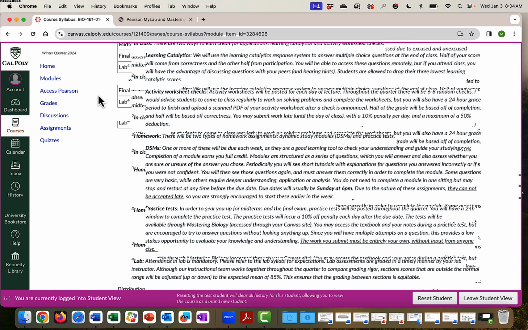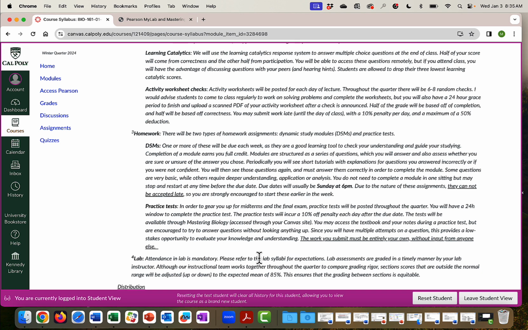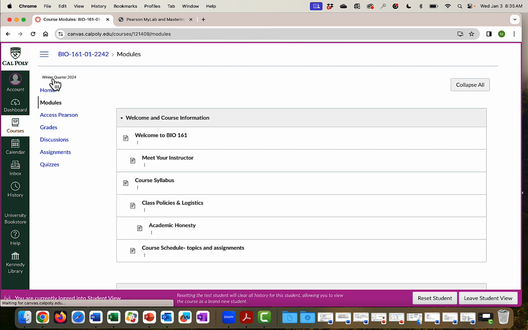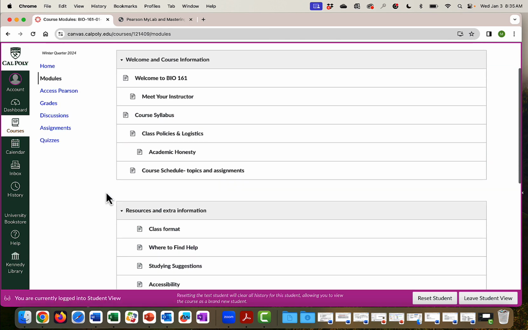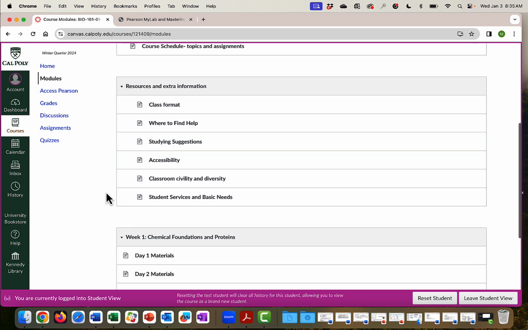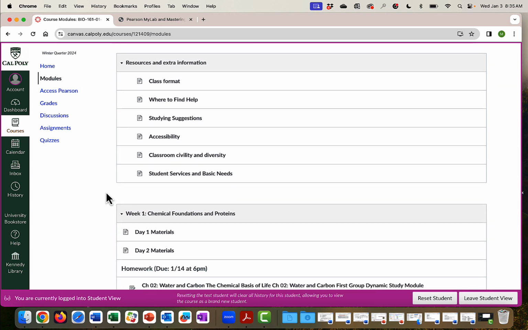And so just a little bit of information there, but you'll want to refer to your lab syllabi for expectations in that portion for this portion of the course. So I'm going to navigate back to modules and scroll down a little bit here. Okay, and so what we're looking at here is another module that has resources and extra information.